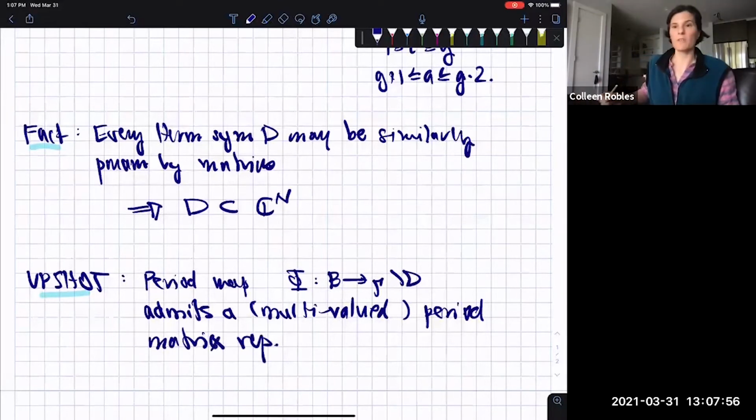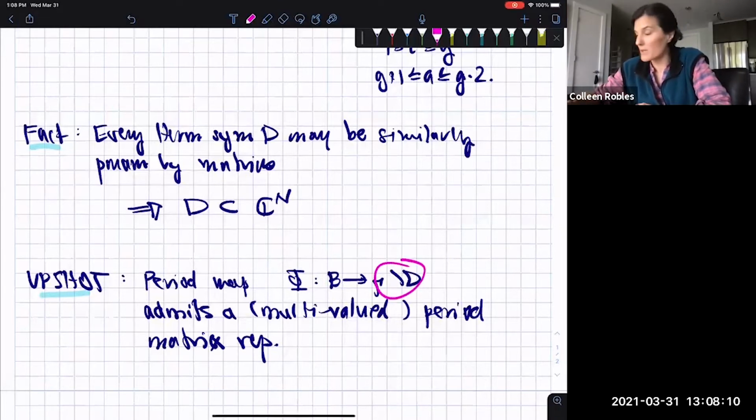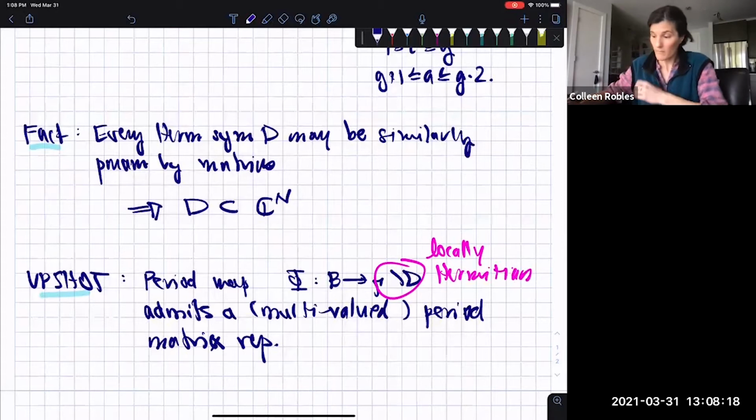Okay, and of course the multi-valuedness is coming from monodromy, which is being indicated by the discrete subgroup Γ that I'm quotienting out by. So this story assumes that you're mapping to a space that is locally Hermitian symmetric. Okay, it fails in general.